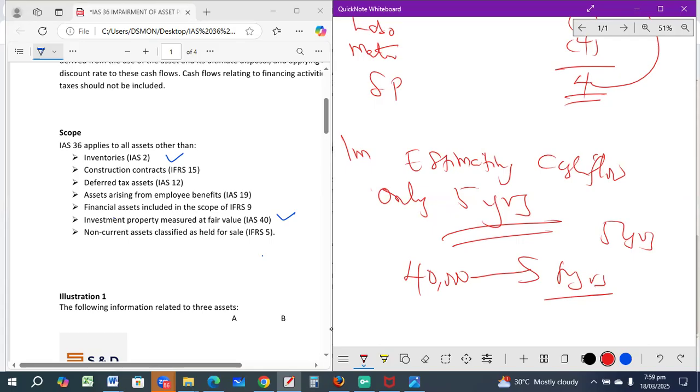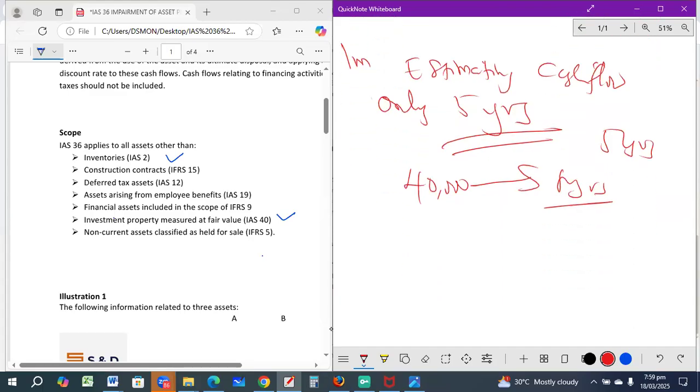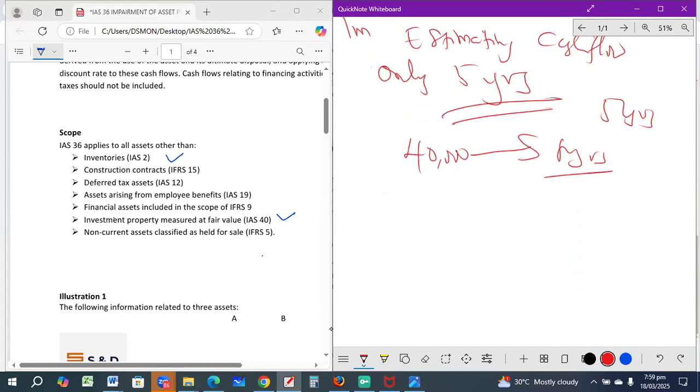So you don't estimate more than 5 years. So under impairment, we don't have what we call impairment gain, only impairment loss. So in a situation where we said that impairment happened if the carrying amount is greater than the recoverable amount.